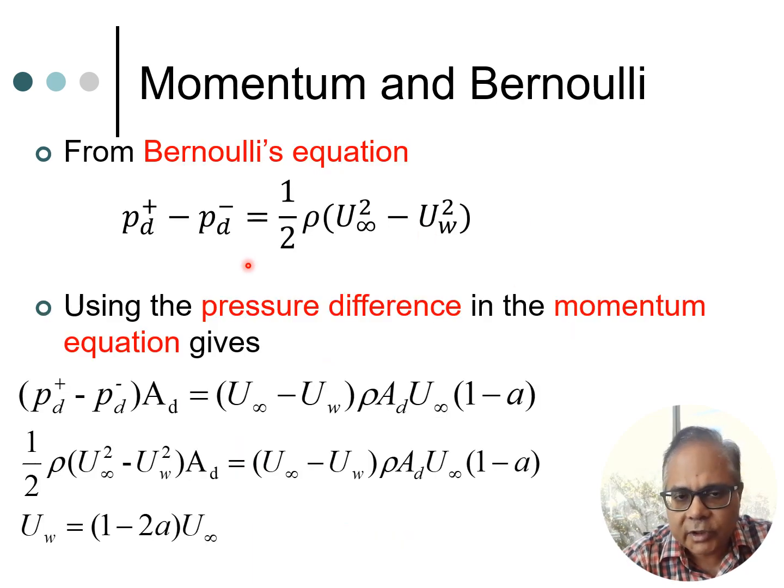So now what we do is we take this pressure differential which we have obtained from the Bernoulli's equation, and then we write down the momentum equation also. And then I can take this PD plus minus PD minus term from the Bernoulli's equation and put it here in the momentum equation, which is what has been done here. Now after some derivations we get a very interesting result that Uw is equal to (1 minus 2a) into U infinity. Okay, and I'm going to show this derivation in the next slide.